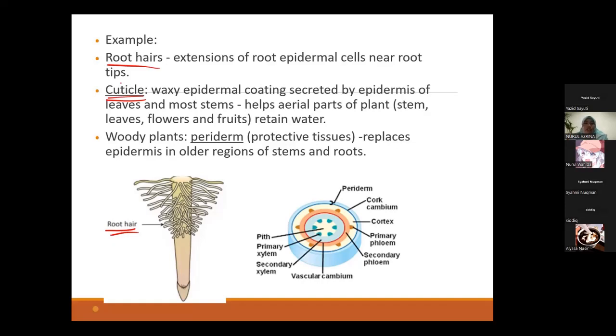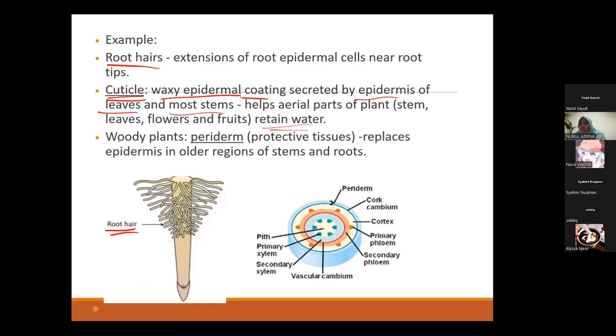Next one is some specialized dermal tissue, the cuticle. So cuticle is a waxy epidermal coating. It is derived from the epidermis, which is part of the dermal tissue, and it is a waxy material, right? That is secreted by the epidermis of the leaves and also the stem, which helps to retain water. That's why when we look at a leaf, it looks quite waxy, shiny like that. Even the stem of kangkung looks shiny, right? So why? Because they are coated with this cuticle, right?